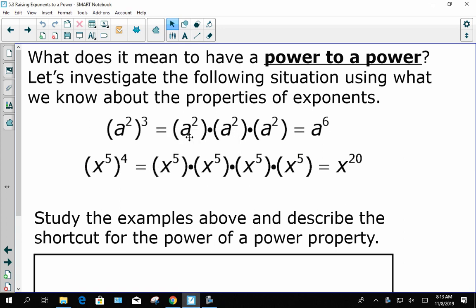Okay, this is 5.3. We're going to be talking about raising a power to a power. We're not going to do the warm-ups, but if you have questions over them, please come in.